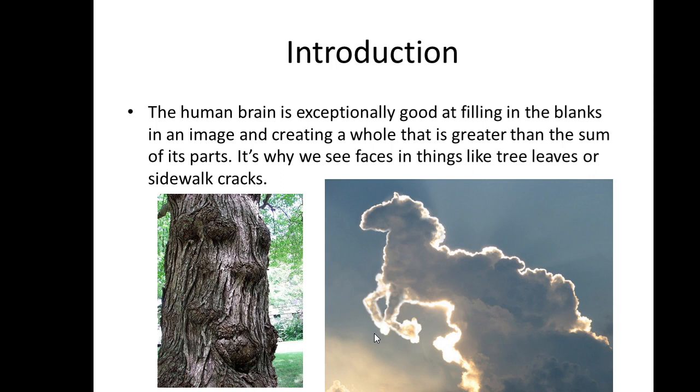Introduction. The human brain is exceptionally good at filling in the blanks in an image and creating a whole that is greater than the sum of its parts. It's why we see faces in things like tree leaves or sidewall cracks, etc. So here are some examples. Here, we can imagine some sort of a face, we have the nose, the eyes, and here we can imagine it as if there is a horse in the shape of a horse, and exactly the perception of our human brain.